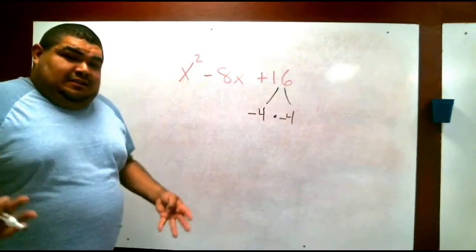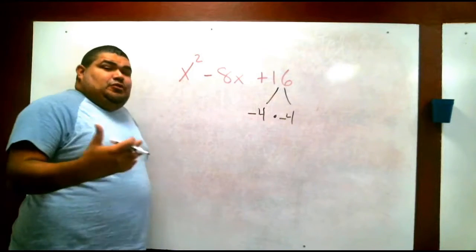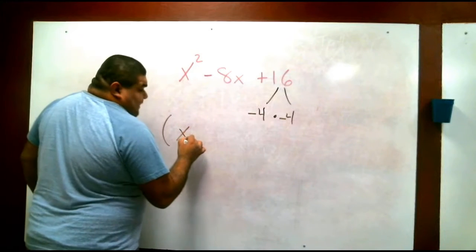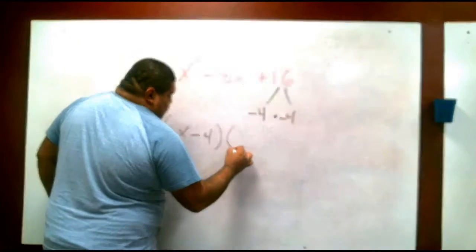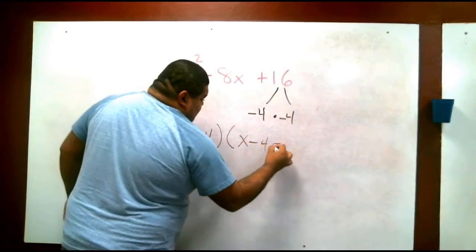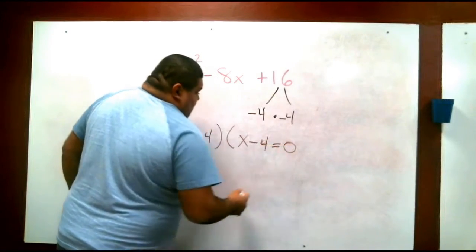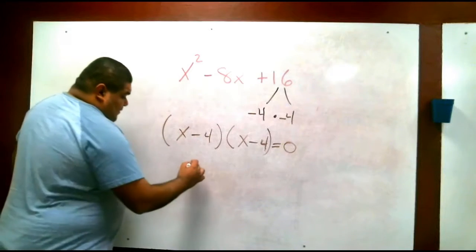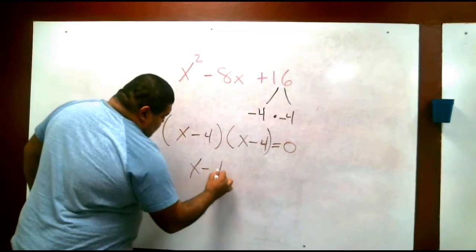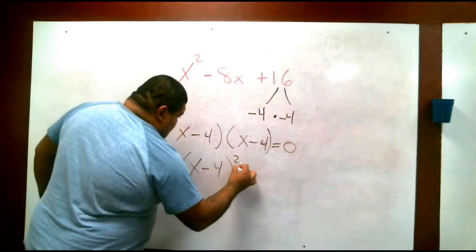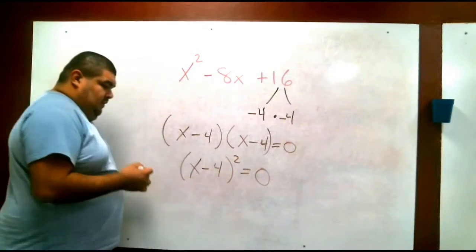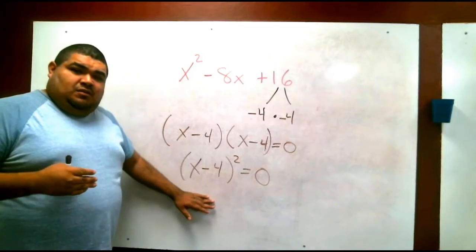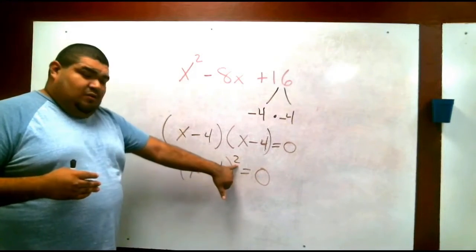So the way we write it is, since we're dealing with the same number twice, we really don't have to write it as x minus 4, x minus 4 equals 0, okay? All we have to do is write it as x minus 4 squared equals 0, okay? That's all we're doing today. Today we're only going to go that far. We're only going to turn it into a square.